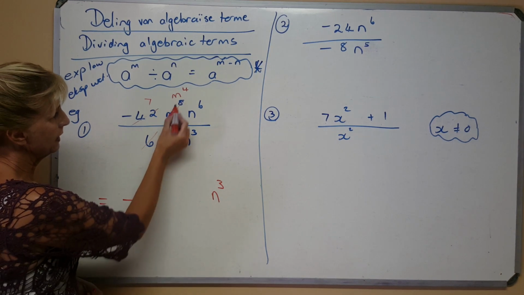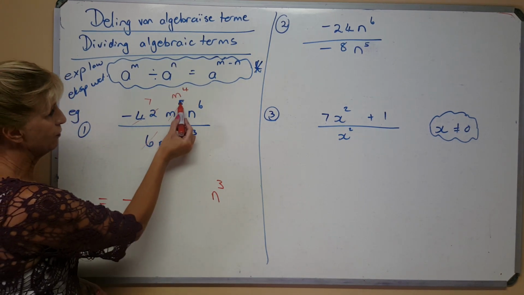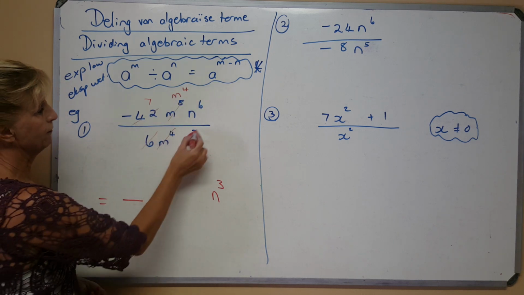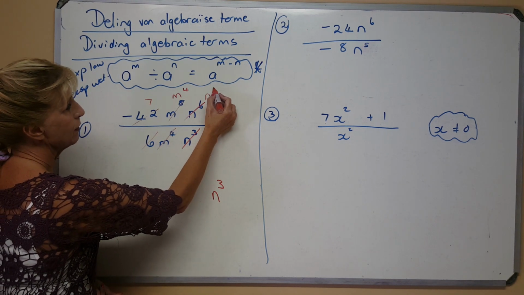Die m tot die 4 en die m tot die 8, 8 trek af 4 gee vir jou dan 'n 4. If you divide, you subtract: 8 minus 4 gives you a 4. If you divide, you subtract, so 6 minus 3 gives me a 3.